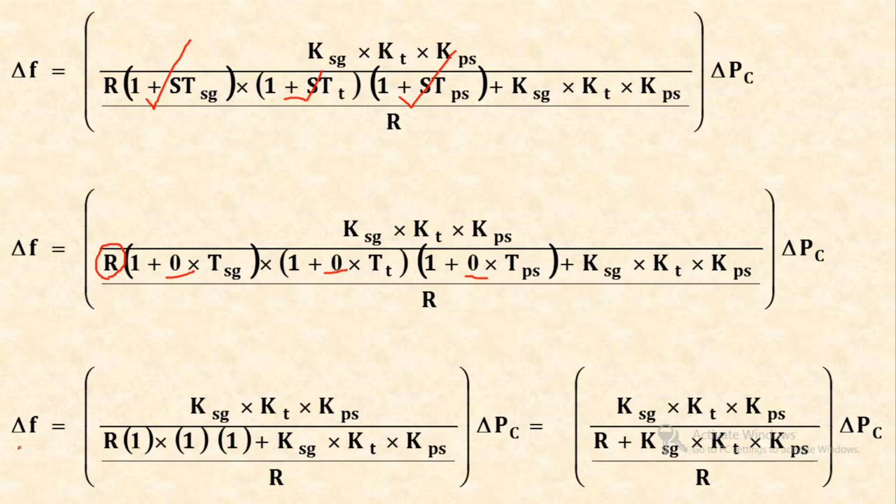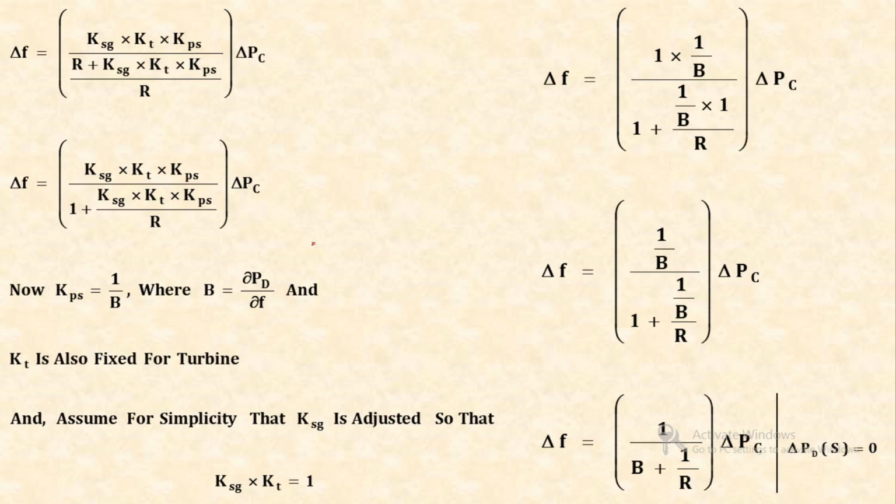So we can say that delta F is equal to this term only, KSG KT into KPS R plus KSG KT into KPS, whole divided by R, multiply by delta PC. So this is the value of delta F. This delta F is equal to this term.